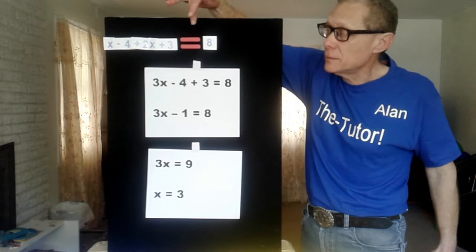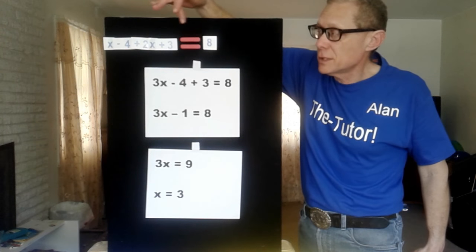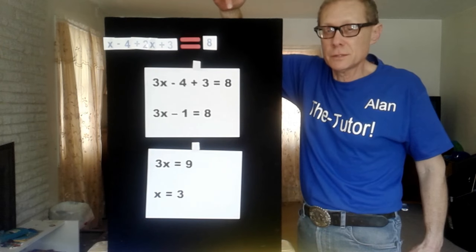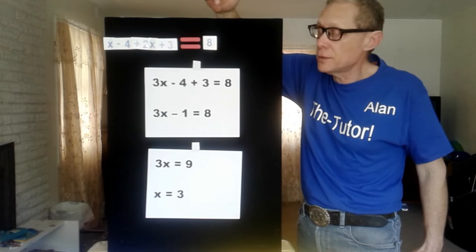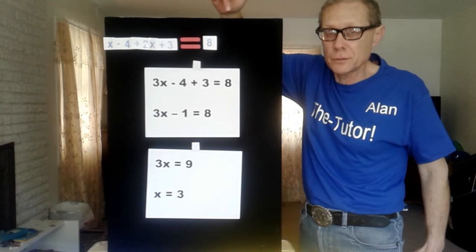Well, basically, equal sign in the middle, a bunch of letters and numbers on one side or the other side. In this case, it only has one number, 8. But it could be a combination on this side too.